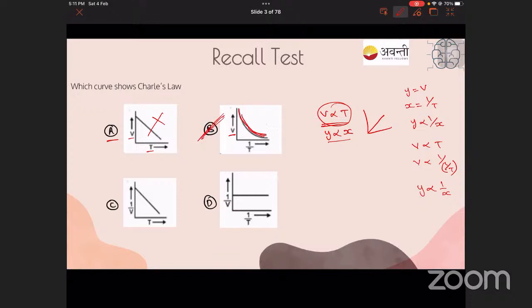Now you can verify C and D also. If you have any doubts, you can clarify them. Try them as your homework, whether the C and D graphs are correct or not.